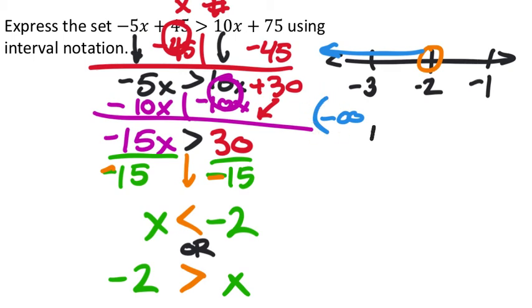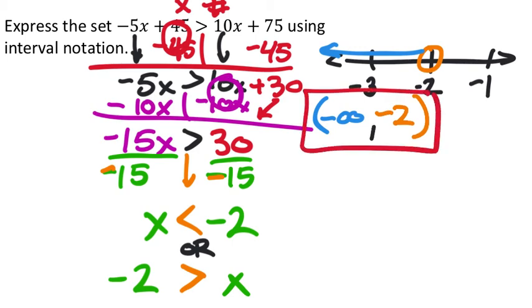All right, well, where will it end? Well, as far to the right as we can go is negative 2. And that's an open circle there, so I have to use a parenthesis. This here is the actual answer they wanted from the beginning because they did say they wanted interval notation.